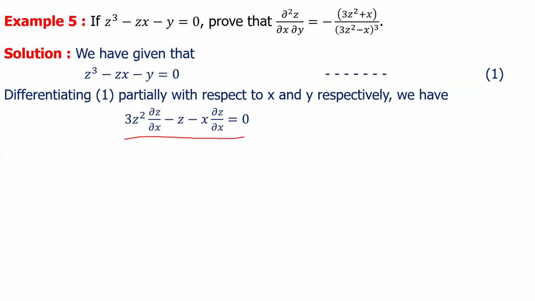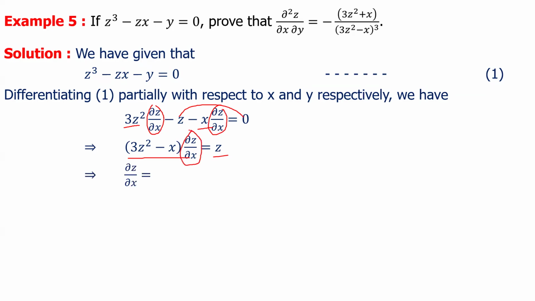Now we want to find out del z del x. So we write down 3z square minus x, and del z del x we have taken as common. This minus z is transposed to the right hand side and will become plus z. So what is the value of del z del x? It is nothing but z upon 3z square minus x. So this is the value of del z del x.